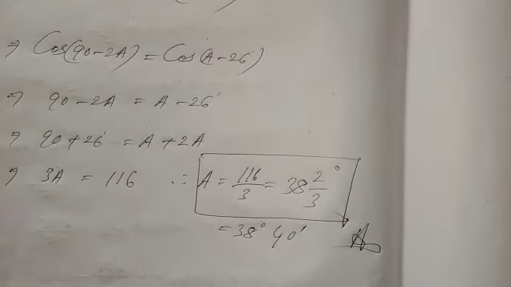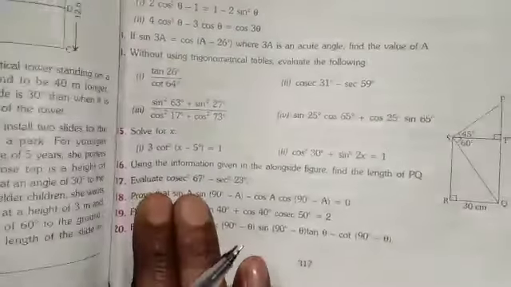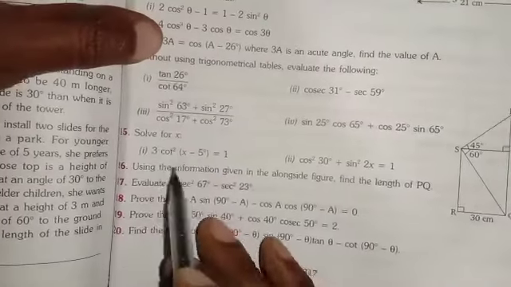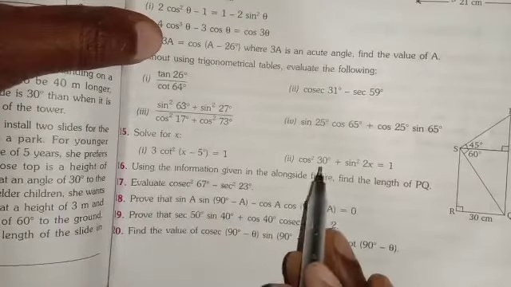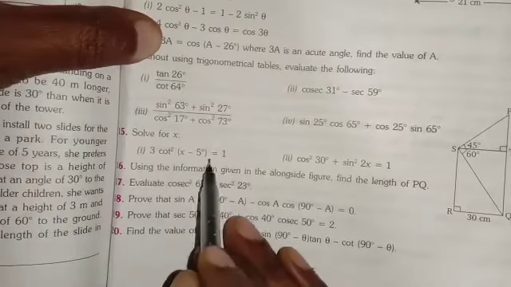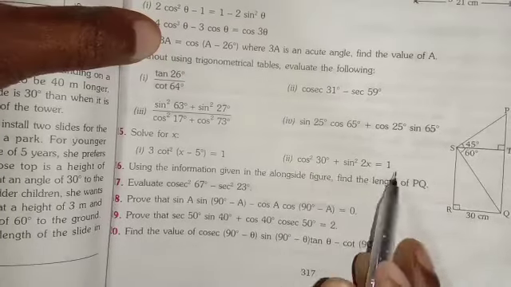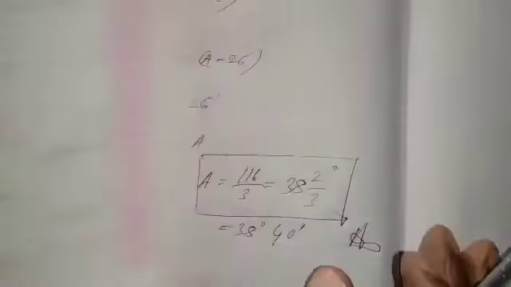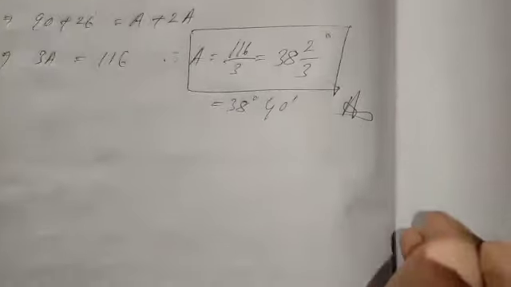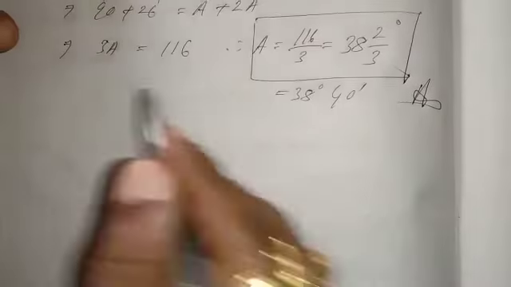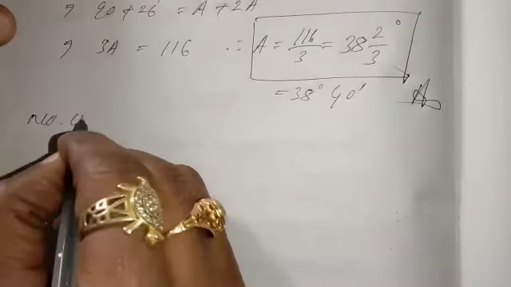Okay, let us go to number 15. Question number 15, see what is given here. Solve for x. There are two parts. The first part is 3 cos square of x minus 5 degree equal to 1. The second part is cos square 30 degree plus sin square 2x equal to 1. Let's see how to solve question number 15. First write the first part.